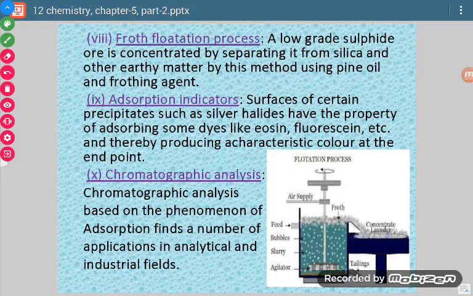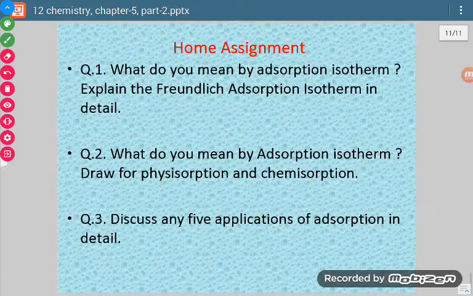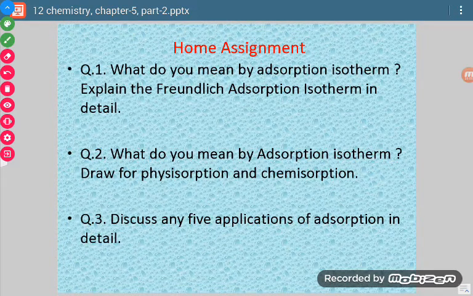So in this lecture, we have discussed adsorption isotherm, adsorption isobar, Freundlich adsorption isotherm, then the applications of adsorption. On the basis of these things, you have to solve these home assignments.